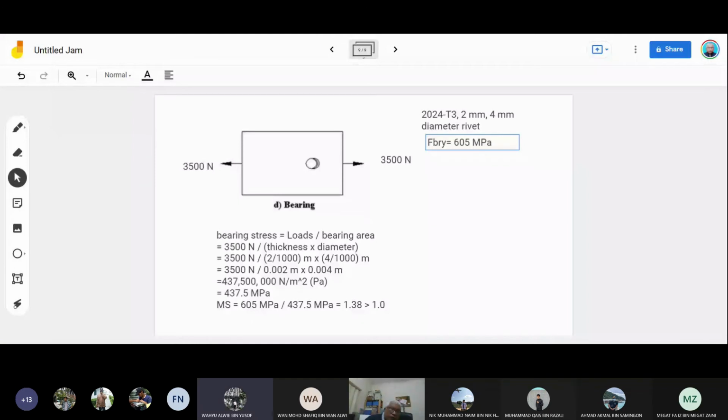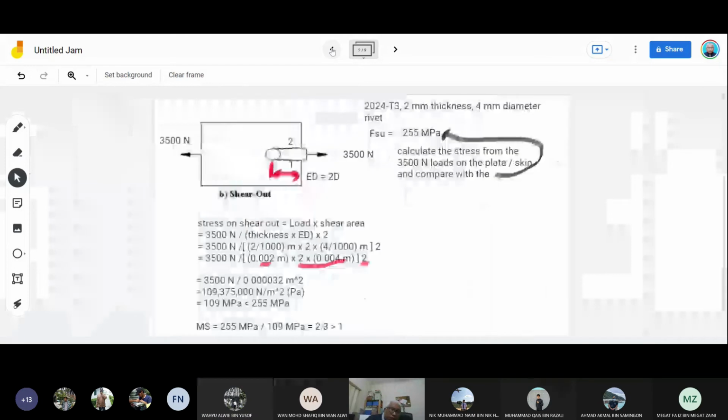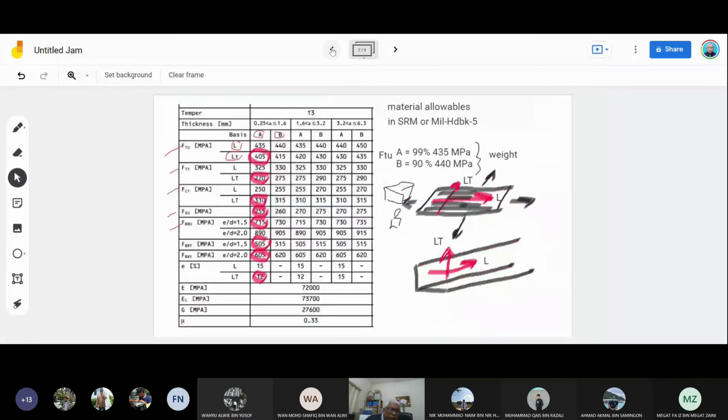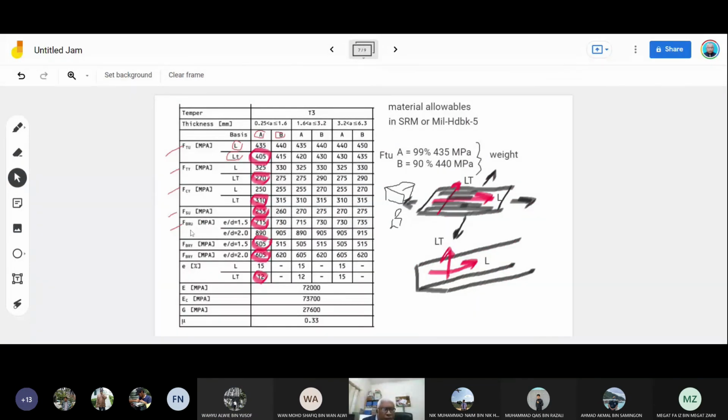Okay, sir. Thank you. You can see the table. The table here shows FBRU, bearing ultimate, and FBRY, bearing yield. Bearing ultimate for either edge distance is 145, or ED 2.0. Similarly here, yield for ED 1.5 or ED 2.0.